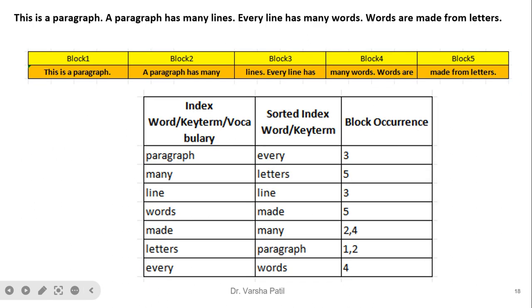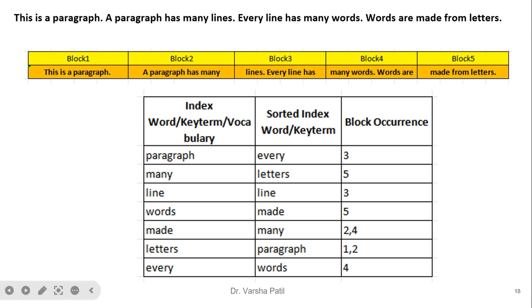This is a paragraph. A paragraph has many lines. Every line has many words, and words are made from letters. Now we make the paragraph in which we are keeping the first 4 words. So block 1, this is a paragraph. Then a paragraph has many, then lines, every line. So in this way we have created the 5 blocks, and in all blocks we are keeping 4 words. So it may happen that in block 5 exactly 4 words will not come.